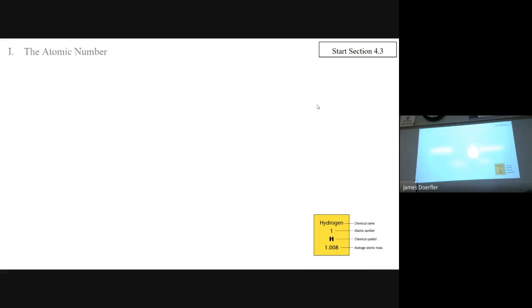We have to be able to learn how to read the periodic table. We have to learn how it's set up. We have to learn how to mathematically solve certain bits of information. Okay? So, let's start off with the atomic number. Simply put, the atomic number is the number of protons within the nucleus of a particular atom.